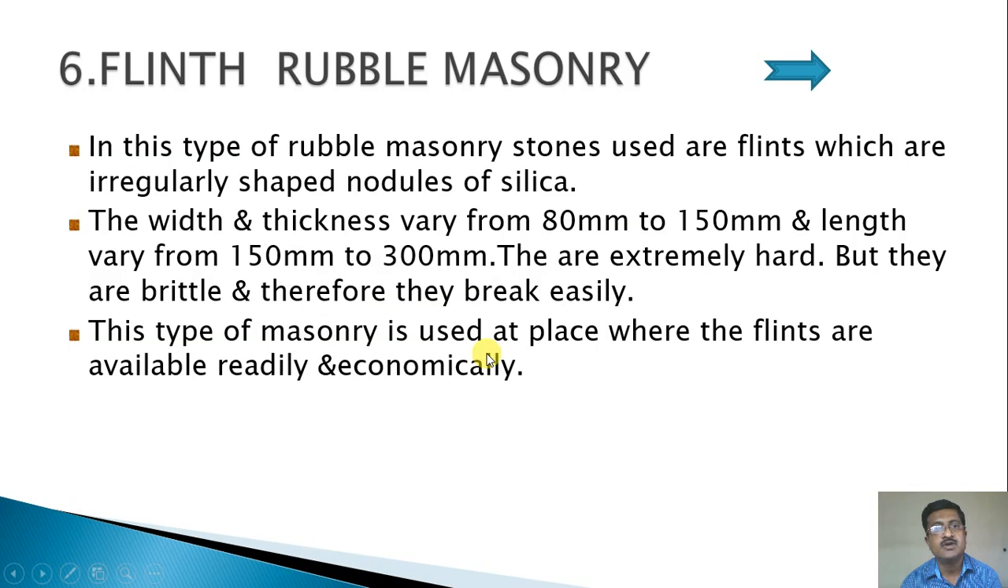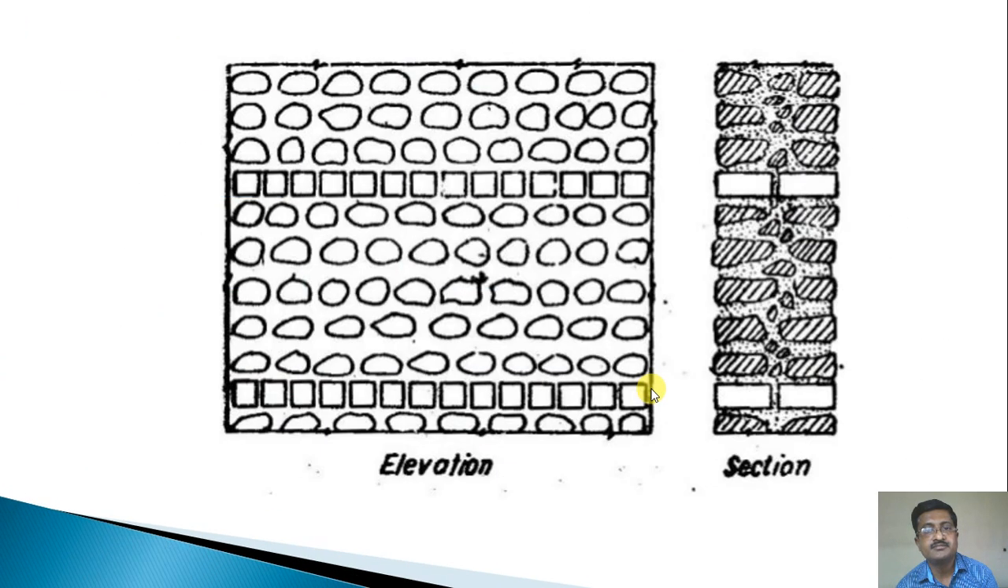Flint rubble masonry. In this type of rubble masonry, stones used are flints, which are irregularly shaped nodules of silica. The width and thickness vary from 80 mm to 150 mm, and length may vary from 150 mm to 300 mm. They are extremely hard, but they are brittle, and therefore they break easily. This type of masonry is used at places where flints are available readily and economically. Okay, so this is the elevation and section of a flint rubble masonry.